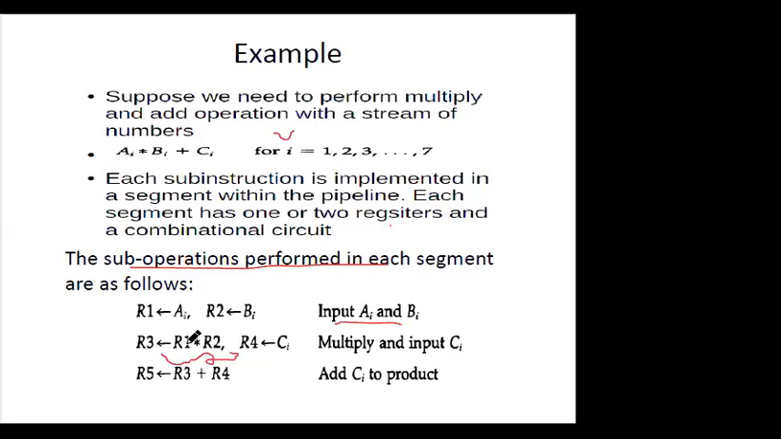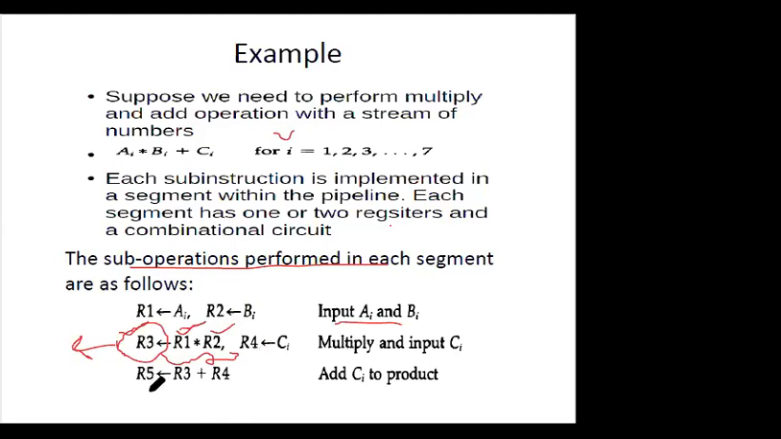So R3 depends upon the values of R1 and R2. These are known as dependents. Till R1 is updated or R2 is updated, R3 cannot update its value. It has to wait for them to update. So R3 has a dependency upon R1 and R2. So this is an example of a dependency.